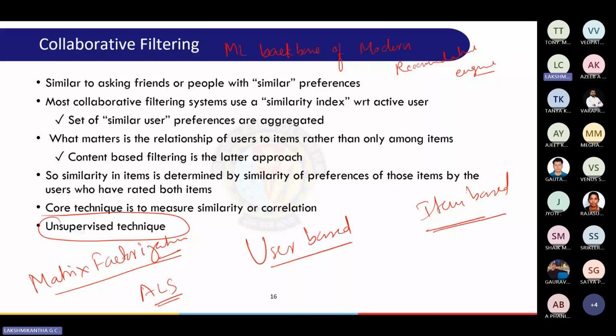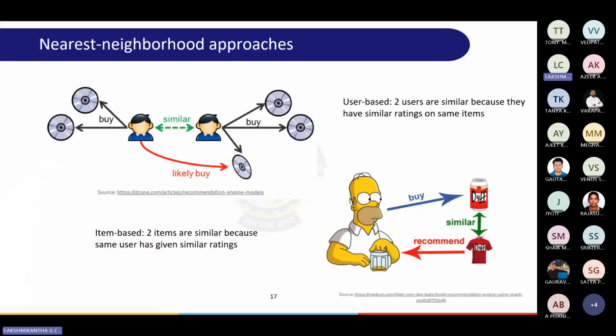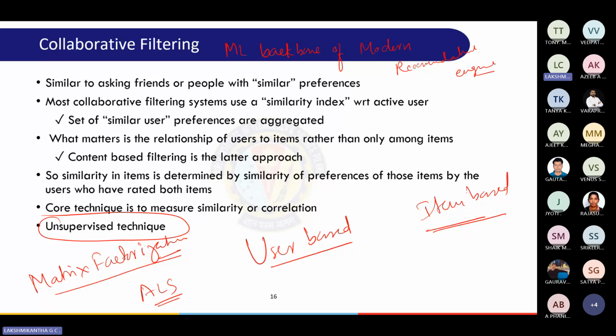Are you all getting my point, guys? So this is about the very first part of your concept. And here I'm explaining the nearest neighbor approach also. Look at here, everyone. Before that, what you have to understand here is collaborative filtering is very, very important. Correct? Anybody having any doubt on collaborative filtering?